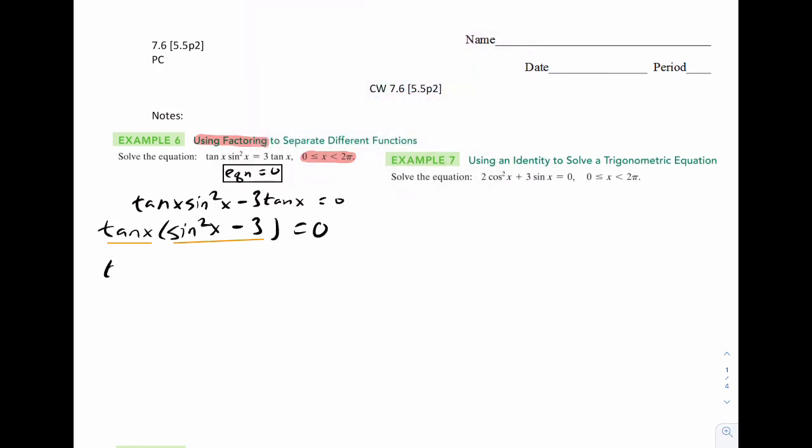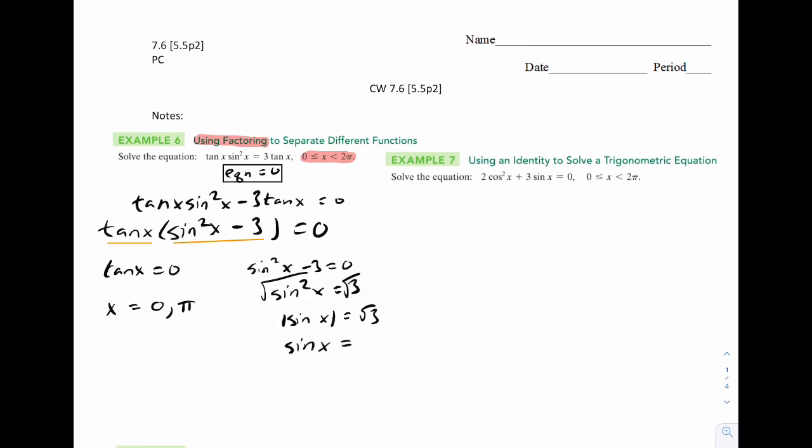So we're going to write tan x equals 0, that's piece number 1. So let's solve that really quick. X should equal 0 or pi. And piece number 2, sine squared x minus 3 equals 0. So sine squared x must equal 3. Let's square root that. The absolute value of sine x must equal root 3. Therefore, sine x must be plus or minus root 3.